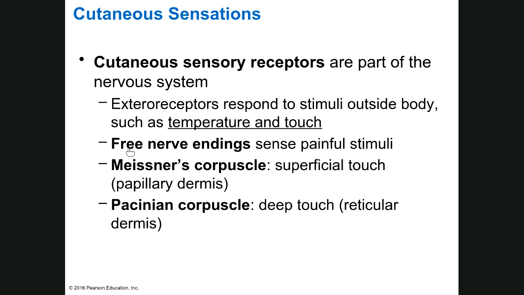Remember I mentioned free nerve endings, and they're called free nerve endings because the ending of that neuron is free. It does not have a specific structure. So it's capable of picking up a wide variety of sensations, but you should know it's really good at picking up pain. And as a reminder, we have our Meissner's corpuscle that is located superficially in the dermis. Therefore, it's responsible for superficial touch. And then we have our Pacinian corpuscle, which is located in the deeper reticular part of the dermis. Therefore, it's responsible for deeper touch.